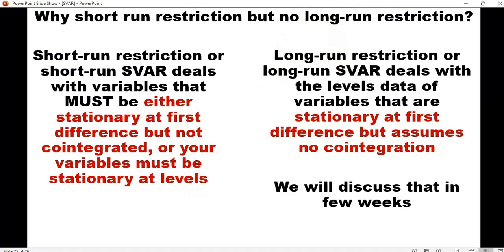But for the long-run restriction or the long-run structural VAR, they deal with the levels data or variables that are stationary at first difference, but assume no co-integration. So for long run, you need to have variables that are stationary at first difference, but no co-integration, in which you have to use the levels of your data. So maybe subsequently, in a few weeks to come, we will demonstrate that.